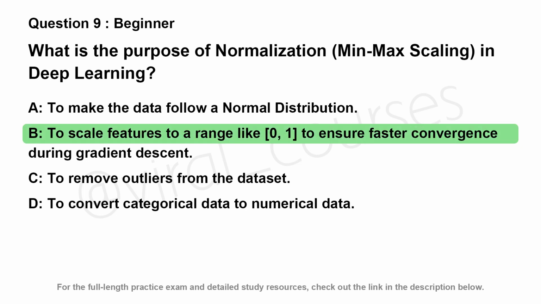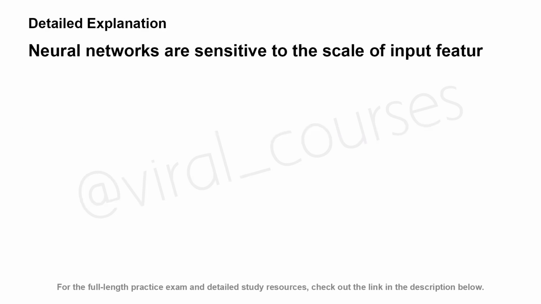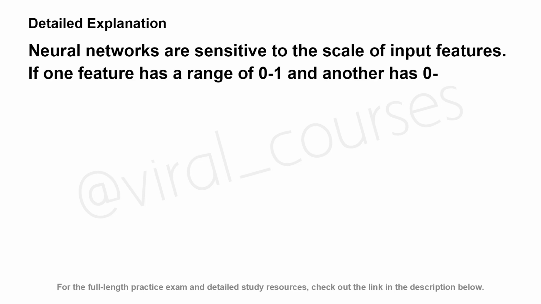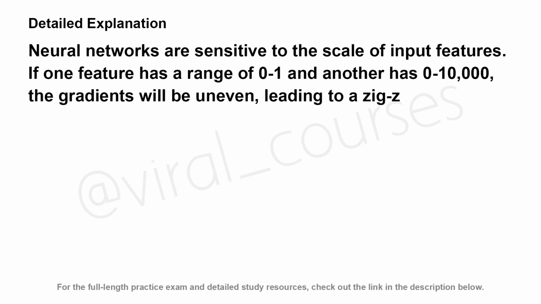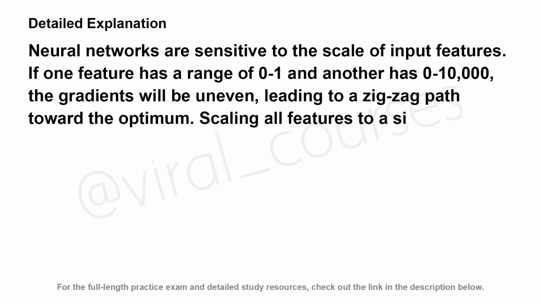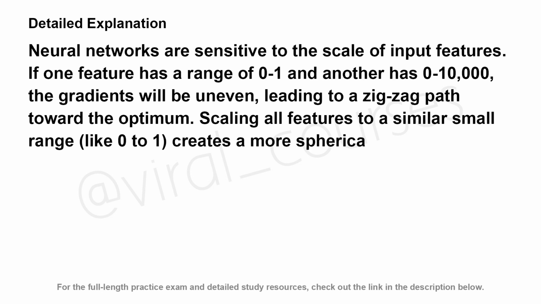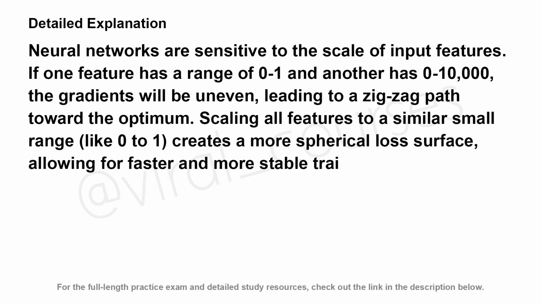The correct answer is B. Neural networks are sensitive to the scale of input features. If one feature has a range of 0 to 1 and another has 0 to 10,000, the gradients will be uneven, leading to a zigzag path toward the optimum. Scaling all features to a similar small range, like 0 to 1, creates a more spherical loss surface, allowing for faster and more stable training.